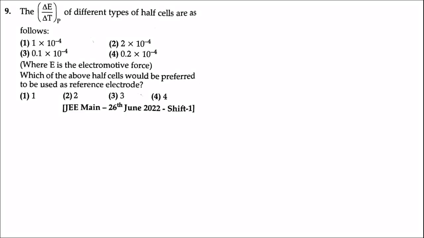The delta E by delta T at constant pressure of different types of half cells are as follows, where E is the electromotive force. Which of the above half cells would be preferred to be used as reference electrode? The half cell preferred as reference electrode will be the one for which the delta E by delta T value is the least. Delta E is the change in EMF, delta T is the change in temperature. So delta E divided by delta T is the change in EMF with change in temperature.